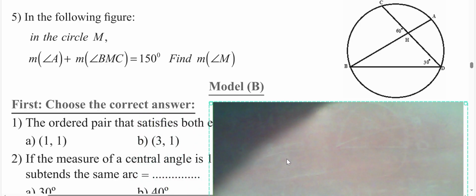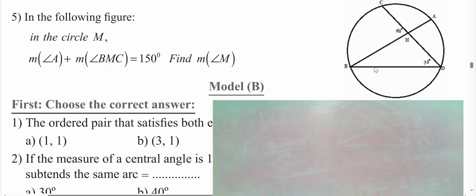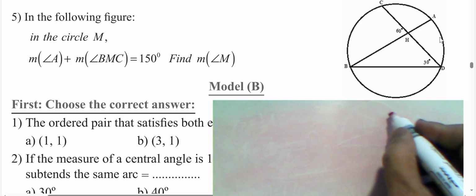Give me an example also like this question. He wants to find the measure of angle M. Here, angle M. We have here 30 and this 60. This arc will be 60 degrees. Now I will find the measure of arc AD. Okay, it's the wrong equation.